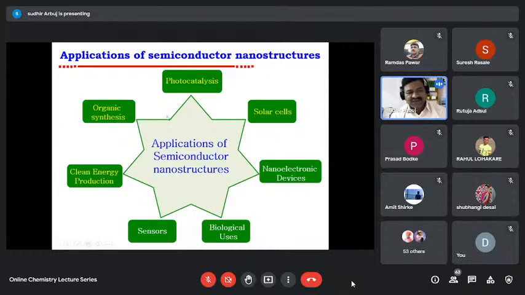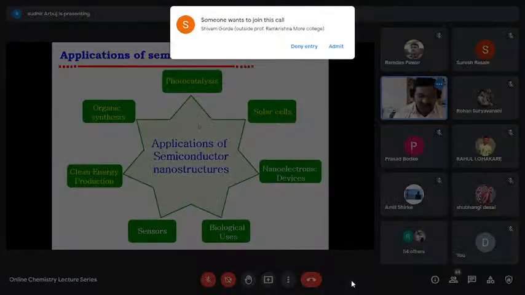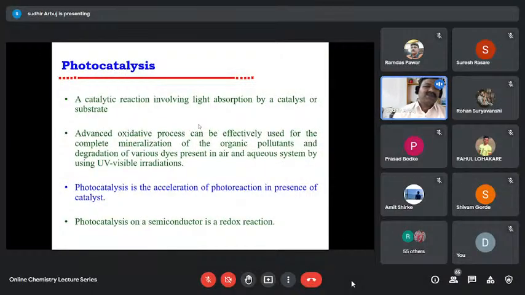So the first application is photocatalysis. Okay, one by one we will see in the next slides. Applications include solar cells, nanoelectronic devices, biological uses, sensors, clean energy production, and organic synthesis. Only a few applications are reported here. The applications of semiconductor nanostructures are huge, but whatever is our concern I have noted here. Let's see the first application of semiconductor nanostructures: photocatalysis.